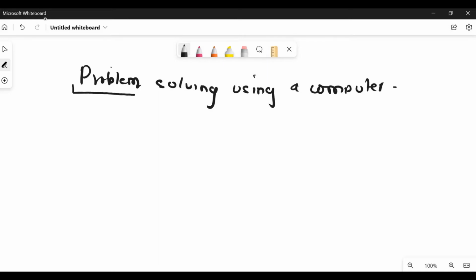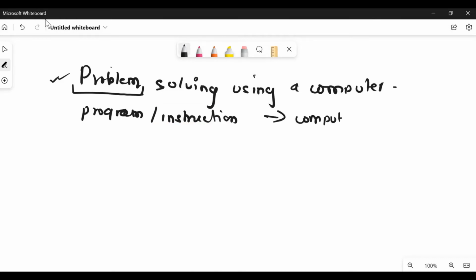As in the real world or real life, if you have any problem, we follow a number of steps to solve that problem. In a similar way, if you give a computer any problem, how are you giving it? In the form of a program or instruction. If you give this instruction or program to the computer, again, to solve this problem we have to follow a number of steps. Only coding is not enough.